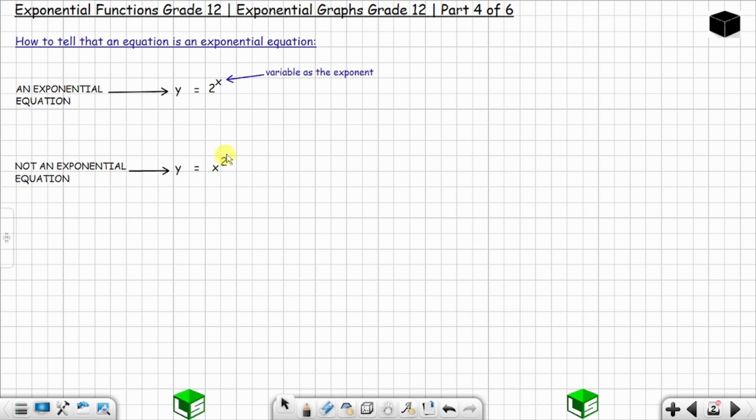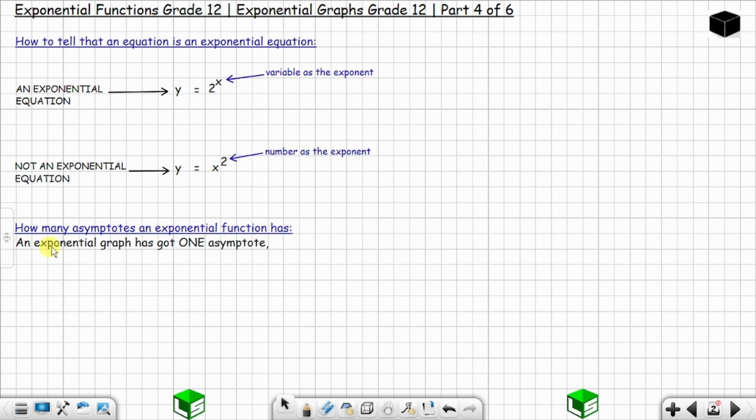In this one, you have a number written as the exponent, so this is not an exponential equation. Okay, how many asymptotes does an exponential function have? An exponential graph has one asymptote, which is a horizontal asymptote. An exponential function has only one asymptote, which is a horizontal asymptote.